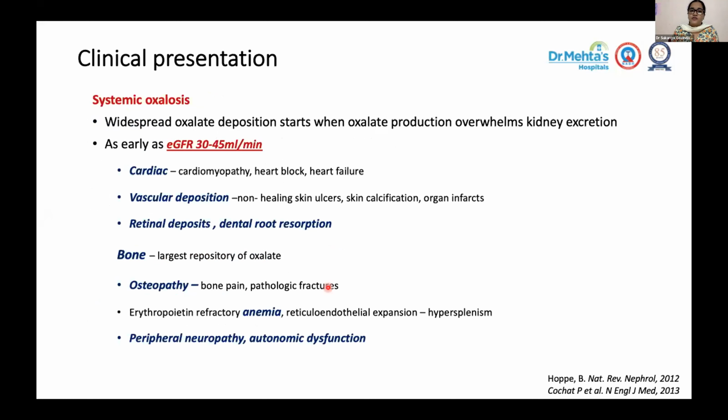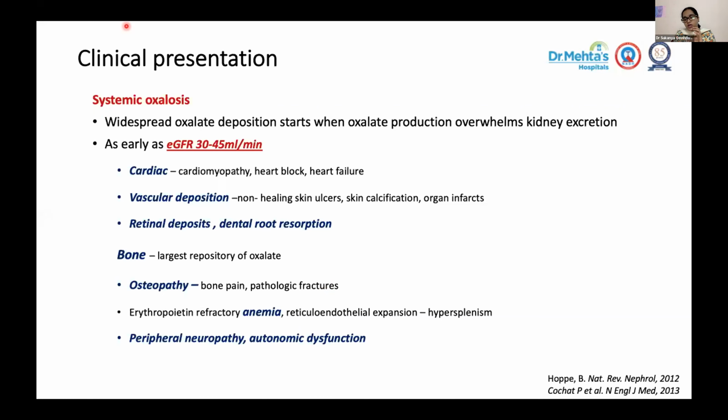The most dreadful clinical presentation, however, is the systemic oxalosis. The widespread oxalate deposition starts when oxalate production overwhelms the kidney excretion, and it can start as early as an eGFR of 30 to 45 ml per minute. As I said, no organ is spared with oxalate deposits. It can affect major organs like the cardiac tissue, resulting in cardiomyopathy, heart blocks, and heart failure. Vascular deposition in the form of non-healing skin ulcers, also resulting in skin calcifications, and also sometimes causing major organ infarcts, like strokes, have also been described. Retinal deposits and sometimes dental root resorption occurs with oxalate deposition in the root pockets.